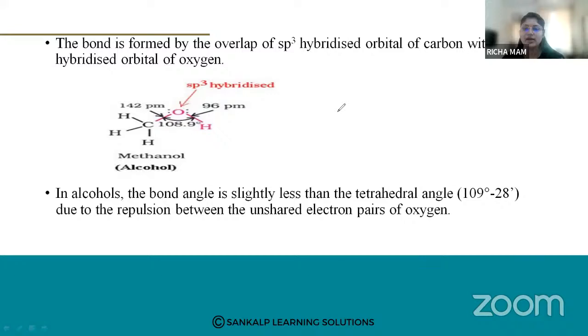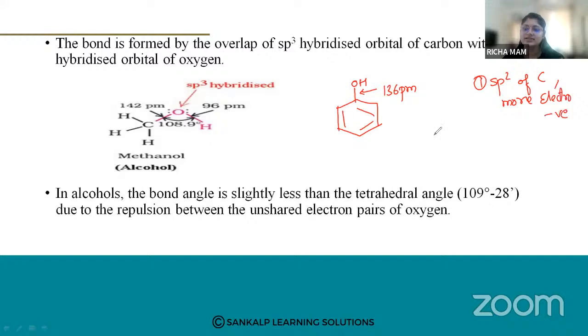So this was the structure of your functional groups, that is phenol and alcohol. Ether we are going to discuss later after completing these two. So the bond length is how much? It is 136 picometer. The first reason is due to the sp2 hybridization of carbon, so it becomes more electronegative. And the second is because of the partial double bond character.